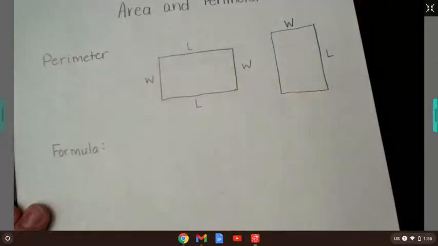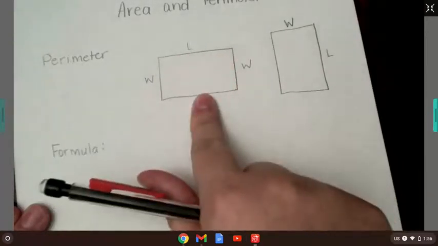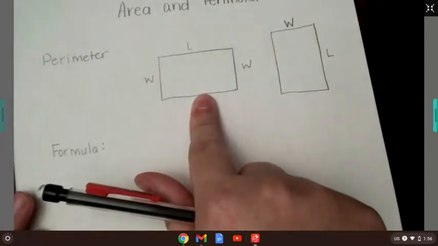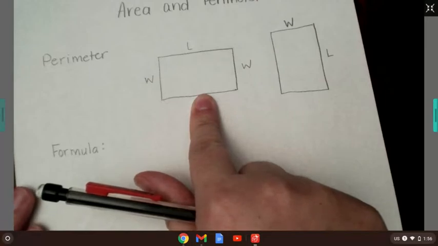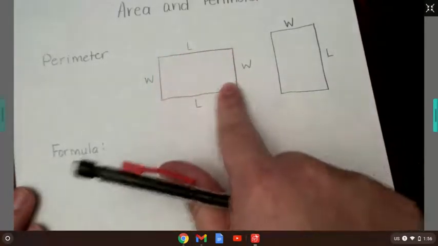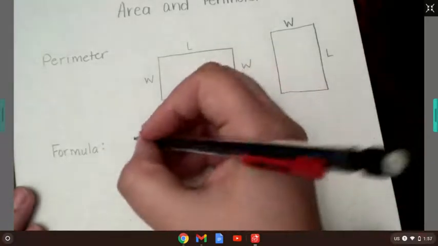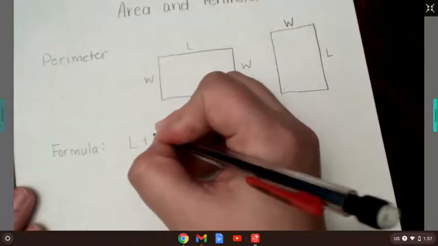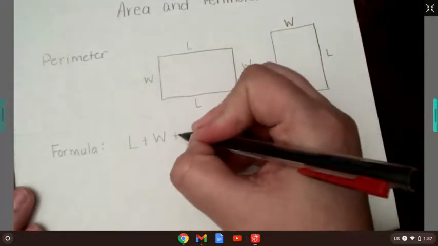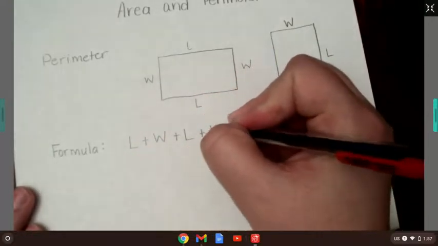And every year I have kids who might add 3 sides up. And I tell them every year, if Bo were to be in this fence and you only added 3 sides up, he's going to be able to get out of this fence. It has to be all 4 sides. So the formula for perimeter is length plus width plus length plus width.